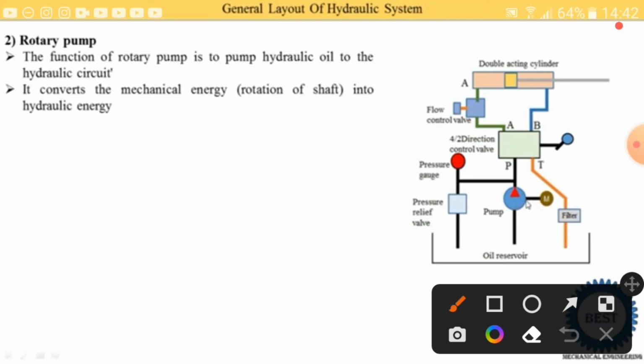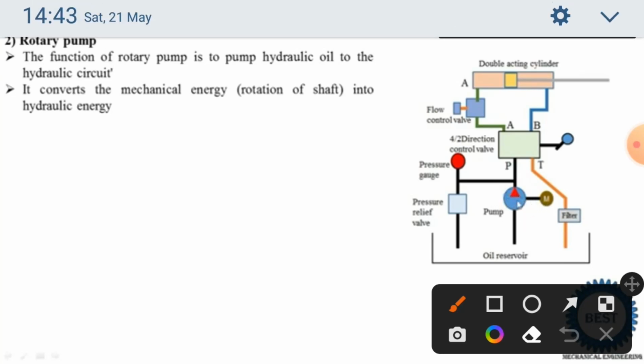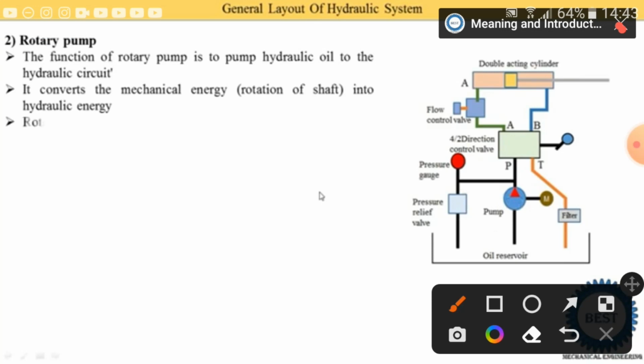So how do we create the mechanical energy? We generally have electrical energy available. So what we do is supply the electrical energy to the motor. The motor converts electrical energy into mechanical energy, and this mechanical energy is supplied by the shaft to the pump, and the pump converts this mechanical energy into hydraulic energy.